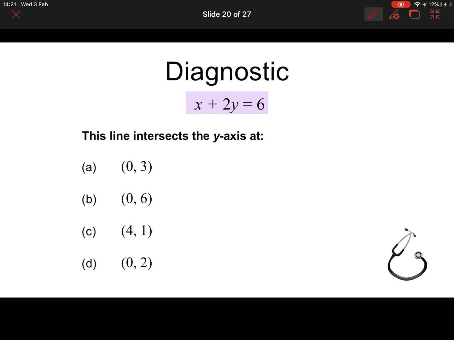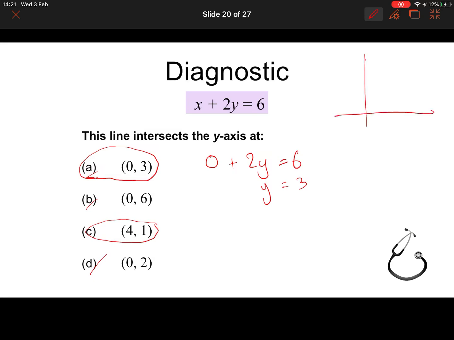So what about this one? Where does this line intersect the y-axis? Stop the video and have a go. Okay. Now it could be this, or this. It definitely can't be this because it doesn't have an x value of 0. So we're saying if x is 0, what's y? Well, y is going to be 3, isn't it? Okay, so the right answer is A. When x is 0, y is equal to 3.